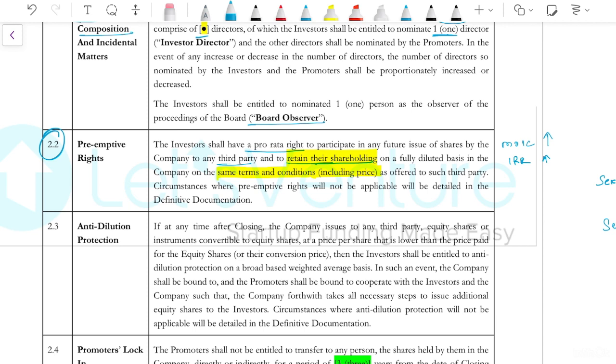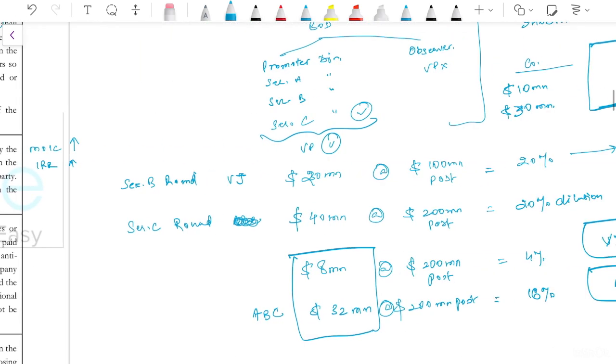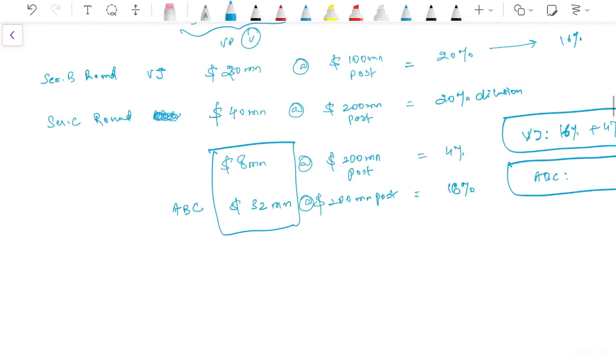Now, when a further round is being done by a company, if the investor has that sort of dry powder, if the investor has the capital to further invest in the company, the investor might choose to execute this right. And understand the point that this is a right and not an obligation, which means that in this case, the investor, which is me, VJ, I could have chosen not to put in this amount.